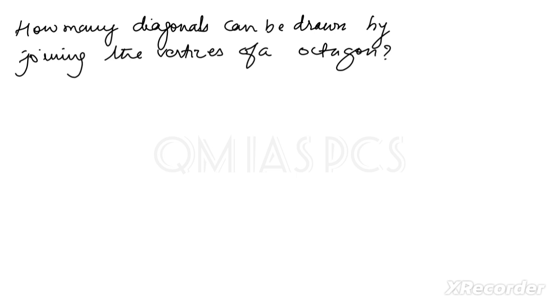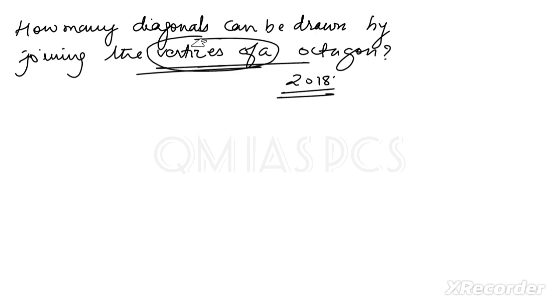It's a very easy question from UPSC 2018. They're asking how many diagonals can be drawn by joining the vertices of an octagon. This is an extra thing, there is no requirement to write this, but still they are writing joining the vertices, because diagonals can be formed by joining the vertices only, everyone knows. So actually we have to find how many diagonals there are in an octagon.